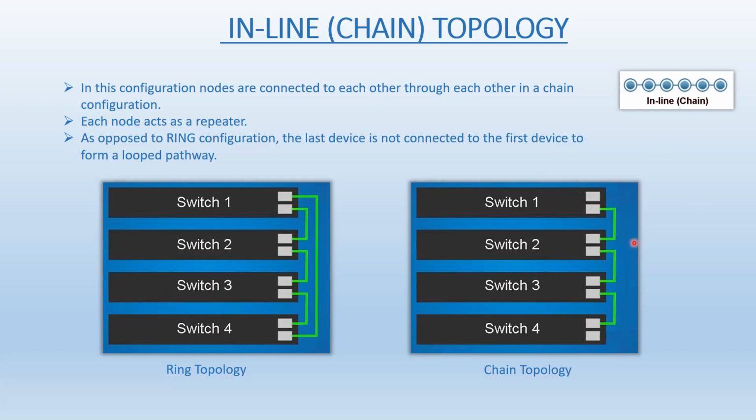Okay? And maybe there's no need for a ring topology to be used, because that's all that's needed in a certain type of setup. So let's say here, in this configuration, nodes are connected to each other through each other in the chain configuration. Each node acts as a repeater. As opposed to the ring configuration, the last device is not connected to the first device to form a loop pathway. Okay? So there's a difference between chain and ring topology.